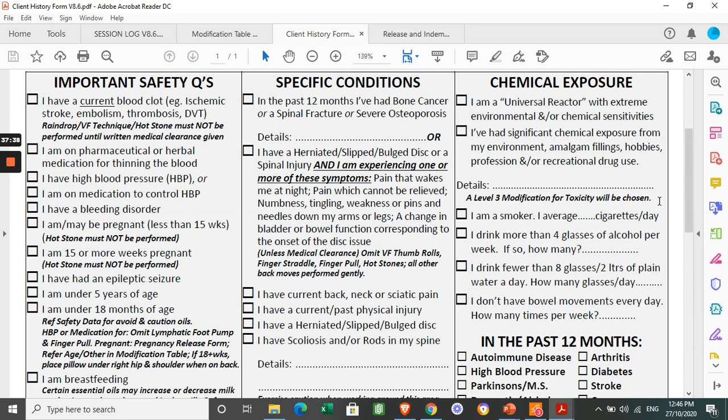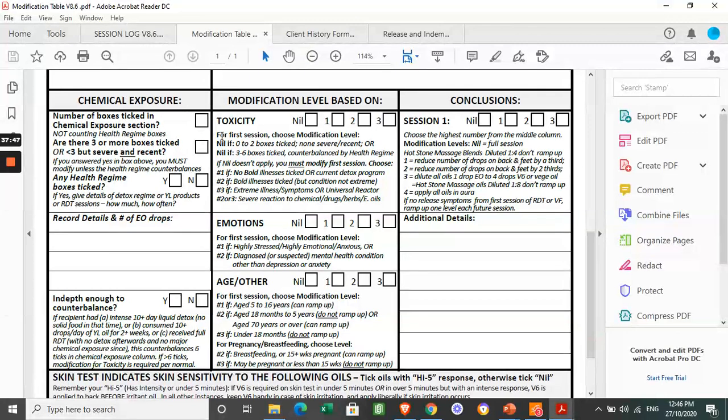All right? So in that instance, if one of those 2 were ticked, you would go straight to the modification table and you would look at toxicity here. And you would say, we're going to go through to a level 3 straight away. All right?